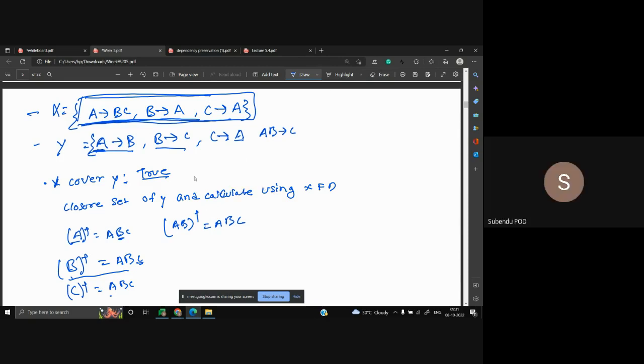So you can say that C will get, right. So we can say that this is X cover Y. Up to this is clear. How to find the X cover Y? Yes, sir. Okay. Now we'll see the Y cover X or not.